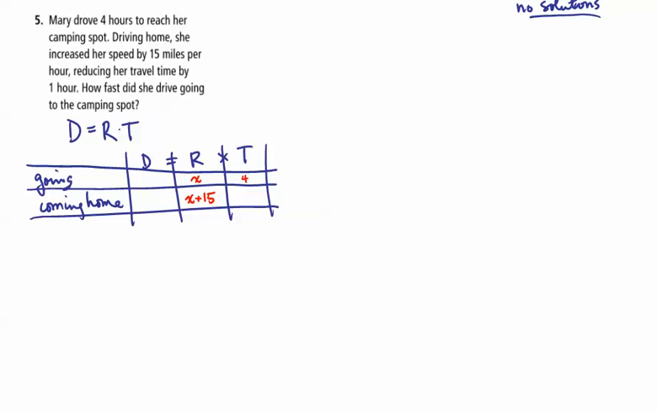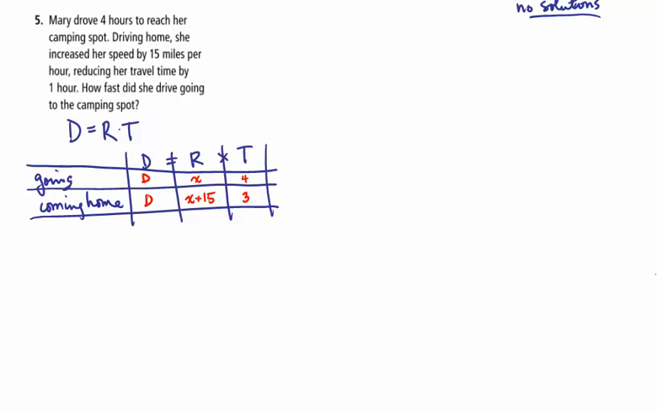And when she did that, she was able to reduce her travel time by 1 hour. So that means instead of taking 4 hours, it now took her 3 hours. Well, if you look at this problem, we're not told anything about the distance that Mary traveled. But it does indicate that she took the same path. So she should have traveled the same exact distance going to the campsite and coming back from the campsite. So in that case, the two distances are exactly the same.